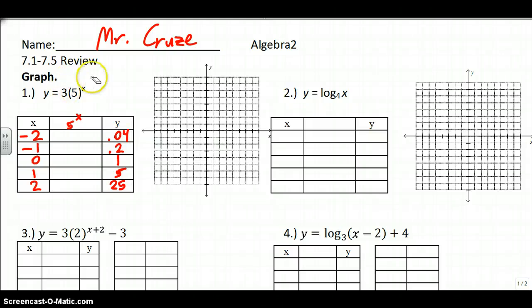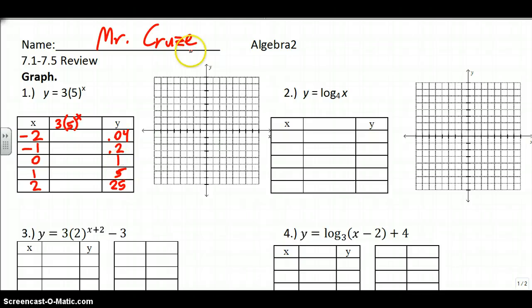I want 3 times 5 to the x. Well, the question is, does it really change the x values I plug in? And the answer is no. Either way, I'm still going to do 5 to the x. I'm just going to multiply basically whatever I get out of 5 to the x, which happens to be these y coordinates. I'm going to multiply it by 3. So I'm going to take all these y coordinates and multiply them by 3.